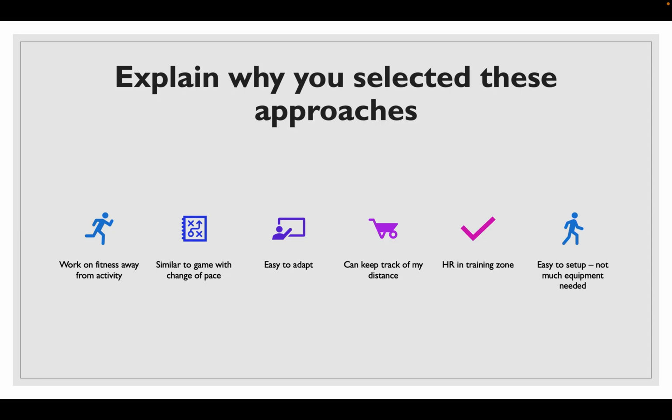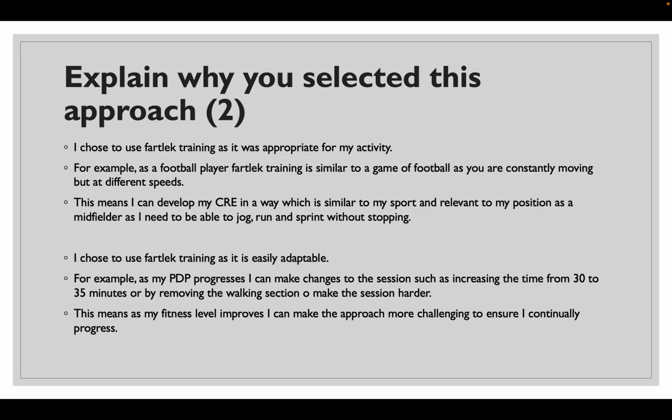I can keep track of my distance, so I can use this as a method of monitoring. So over a period of time, I can see, am I managing to run further? Is my CRE improving? We can also measure our heart rate here, again as a method of monitoring. We can check to see what's happening to our heart rate. Are we actually managing to work at 60 to 80% of our maximum? Are we working hard enough? And then lastly, it's very easy to set these approaches up, and we don't need much equipment. We can do this on the grass, we can do it on the AstroTurf, and equally we can do it in the swimming pool.